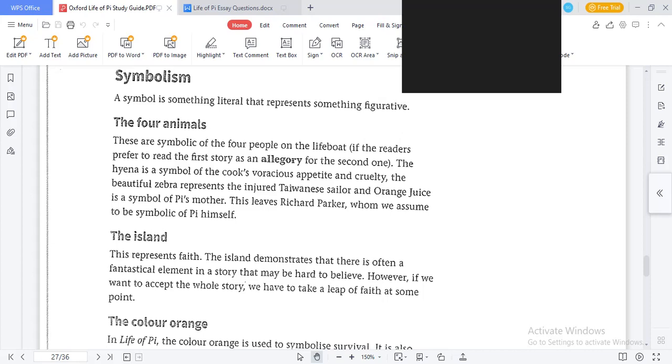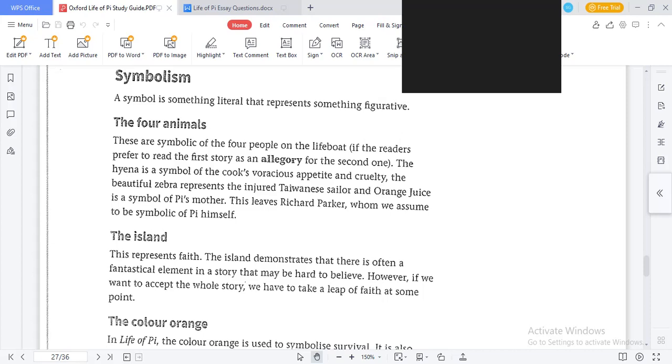If the readers prefer to read the story as an allegory for the second one, the hyena, number one, equals a symbol of the cook's ferocious appetite and cruelty. Symbol, so the hyena equals the cook. What about it? Ferocious appetite and cruelty, because the hyena will eat everything. And they had to get rid of it first.